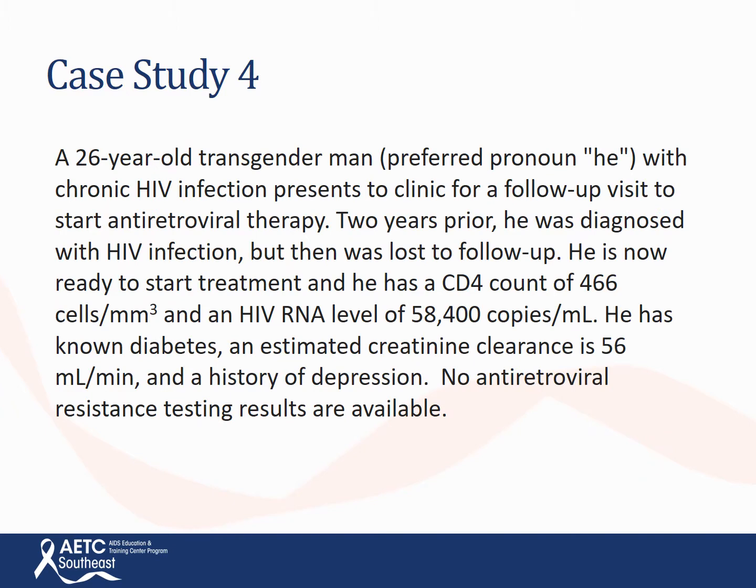Case study 4. A 26-year-old transgender man, preferred pronoun he, with chronic HIV infection presents to the clinic for a follow-up visit to start antiretroviral therapy. 2 years prior, he was diagnosed with HIV infection, but then was lost to follow-up. He is now ready to start treatment, and he has a CD4 count of 466 and a viral load of 58,400. He has known diabetes, an estimated creatinine clearance of 56, and a history of depression. No antiretroviral resistance testing results are available.